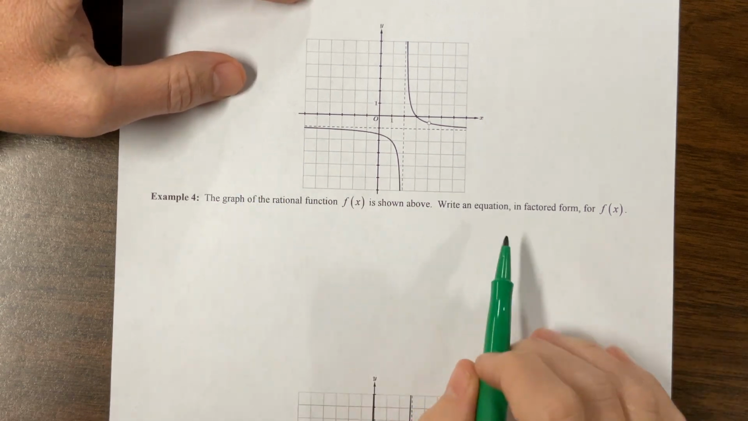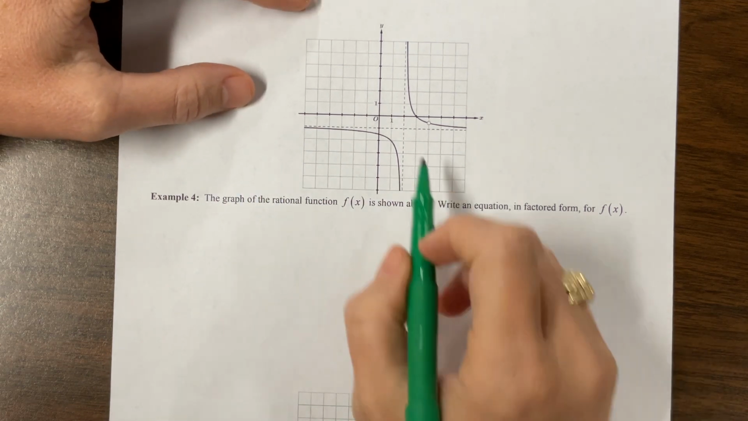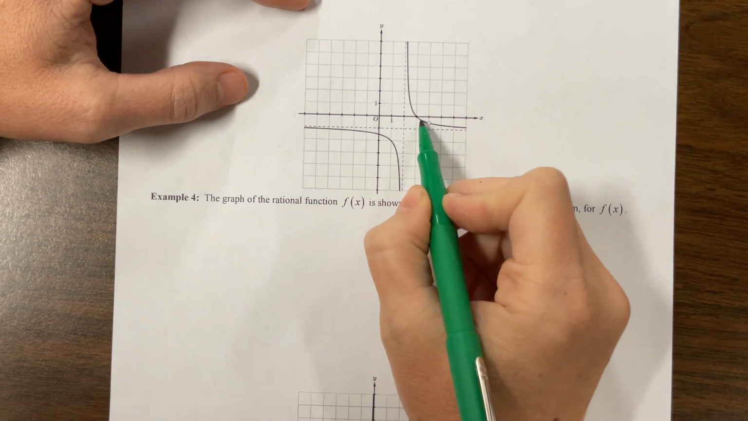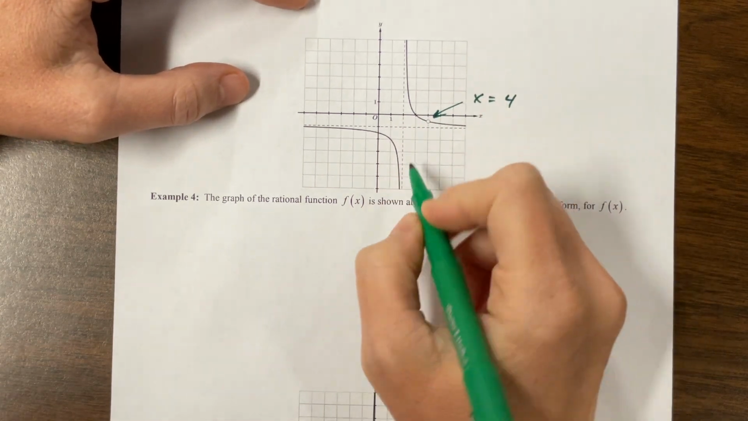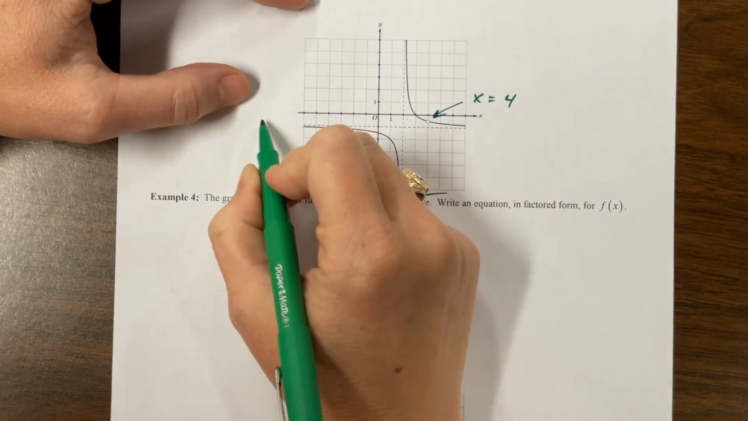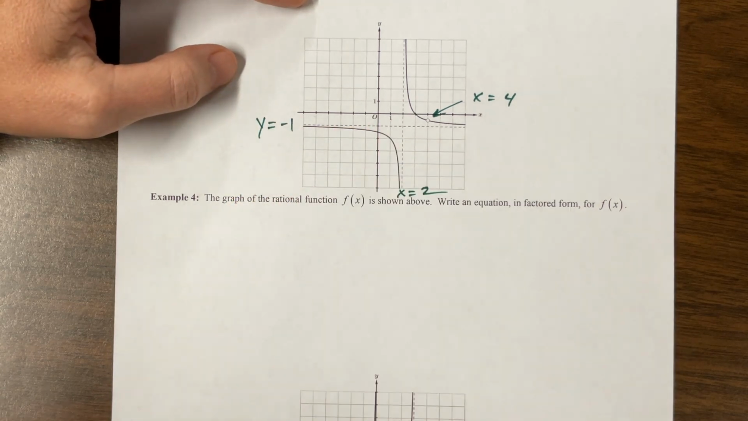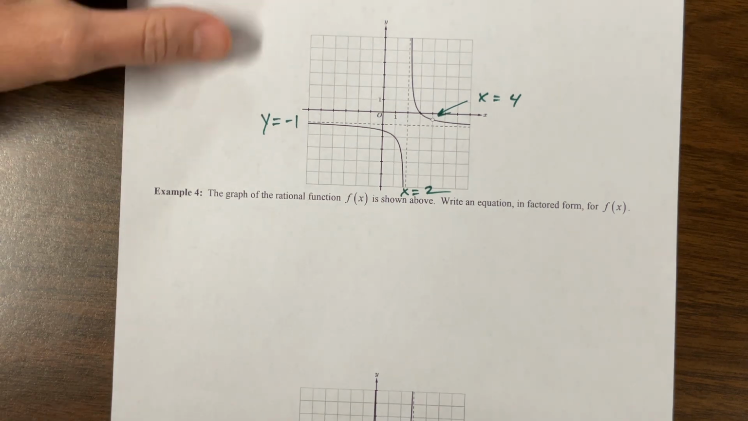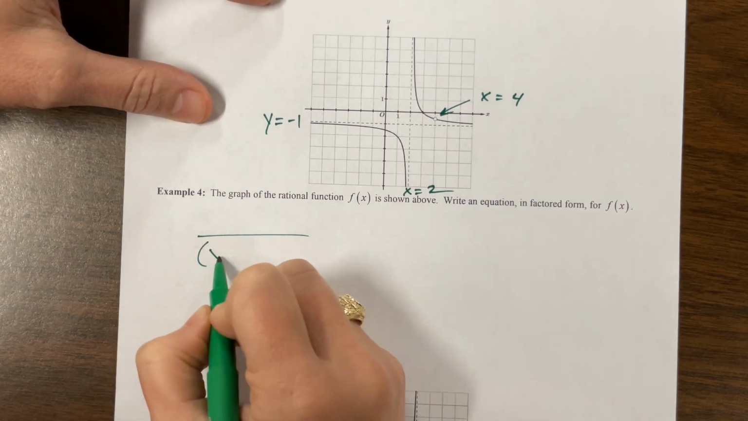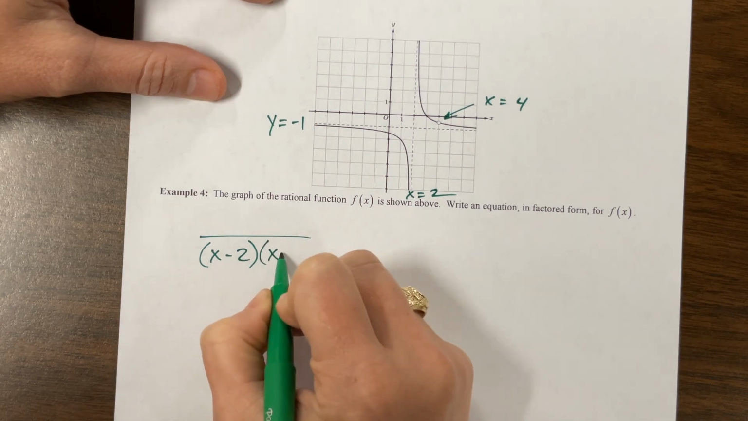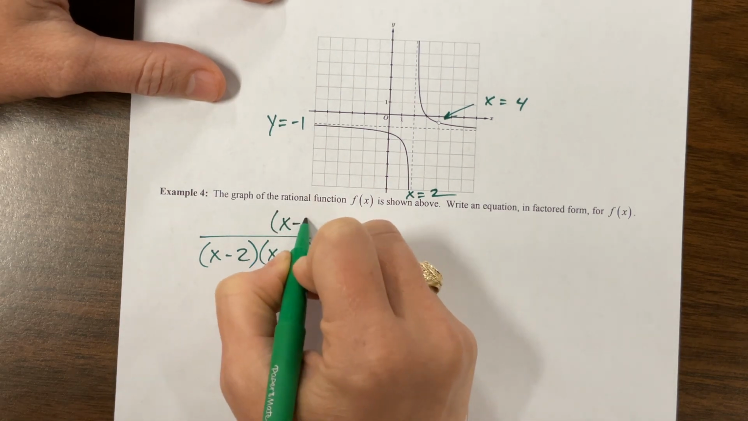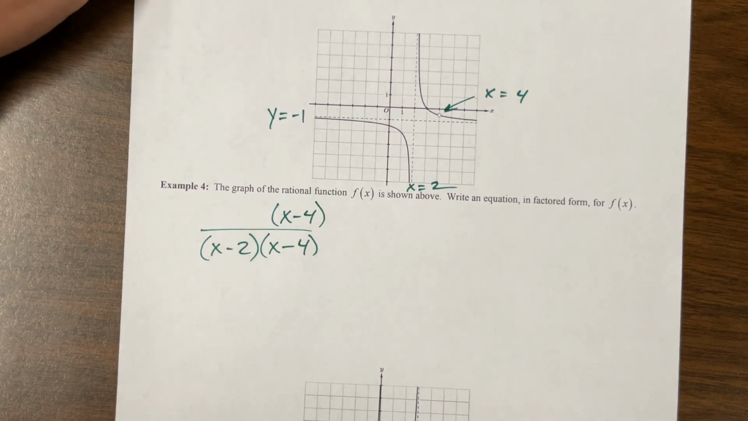Okay, so on this one, write it in the equation factored form. I see a hole at 1, 2, 3, 4. So I'm going to have an x equals 4 as a hole. I see an asymptote when x equals 2, and I see an asymptote when y equals -1. And so I need an x minus 2 to show up in the denominator, and I need an x minus 4 to show up in both the numerator and the denominator. I need it to be the same degree.